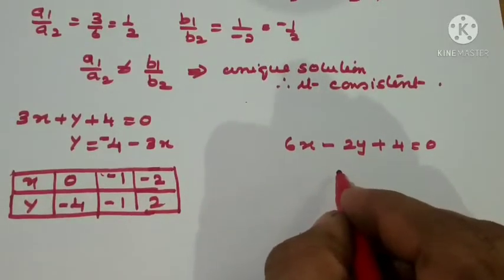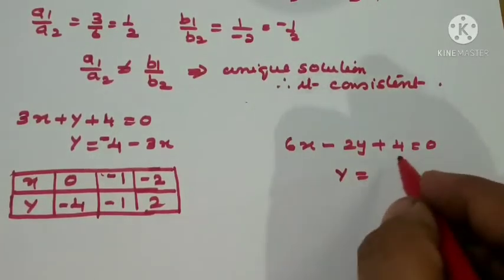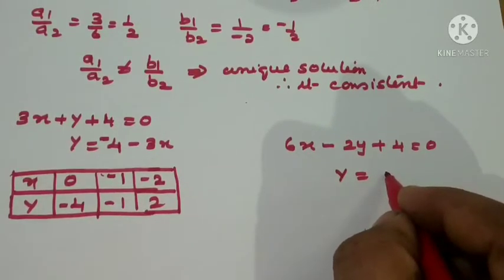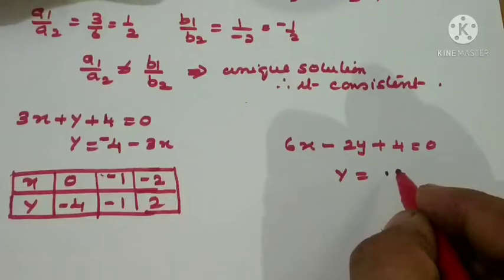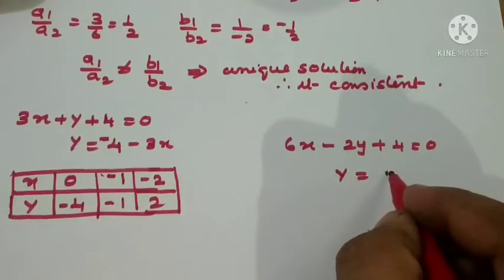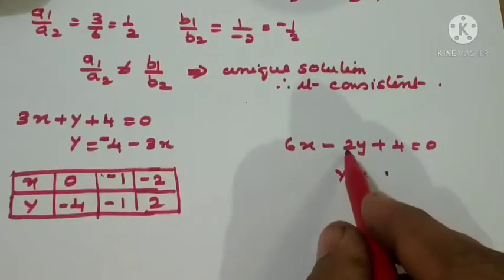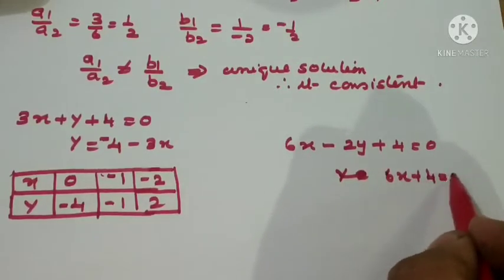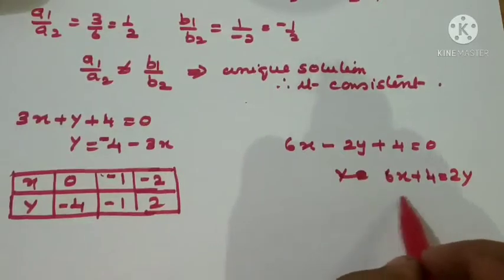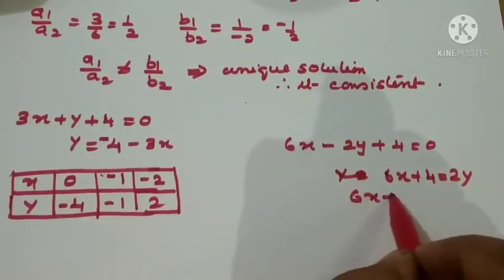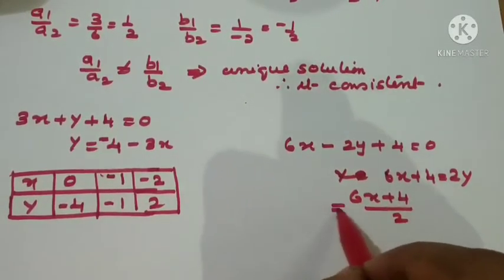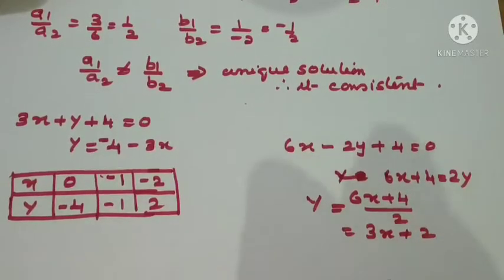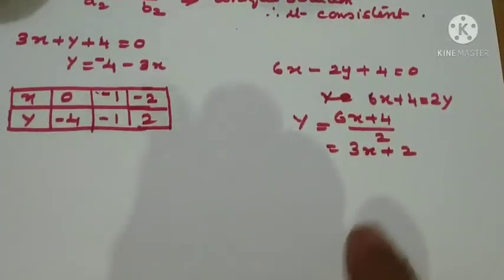So y equal to minus 4, this is plus 4 only, again we are taking to that side, so minus 2y is there, so I will go for 6x plus 4 equal to 2y, because plus y will become again 6x plus 4 by 2 equal to y. So cancel with the 2, 3x plus 2 is the equation. Now again the solution we should find out.